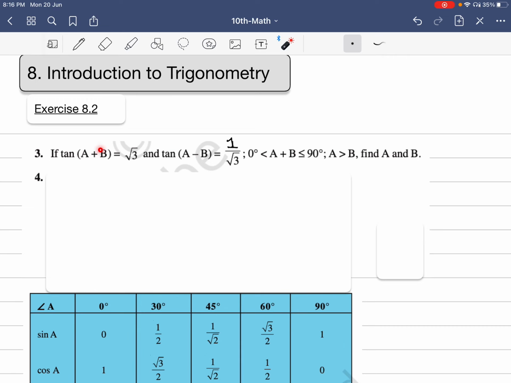If tan(A + B) is equal to root 3 and tan(A − B) is equal to 1 by root 3, and A + B is greater than 0 degree and less than 90 degree, and A is greater than B, then find the values of A and B. So A and B are two angles of a triangle, and tan of (A + B) is equal to root 3, and tan of (A − B) is 1 by root 3. And since we are doing A − B, A has to be greater than B. Okay, and thus we have to find the values of A and B.